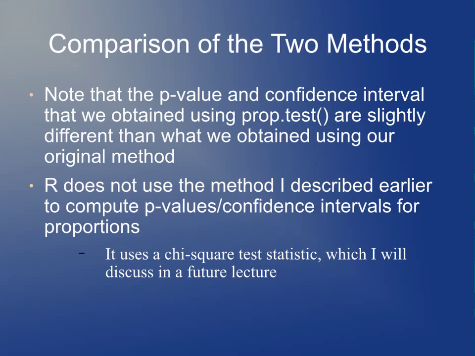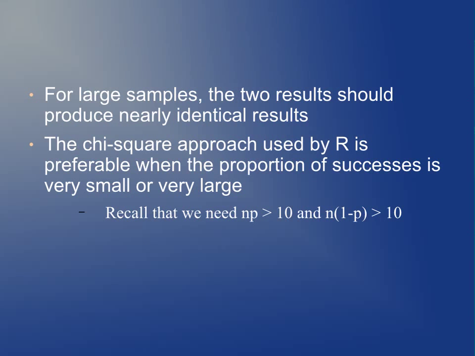The reason for this is R doesn't use the normal approximation for proportions the way I described in the previous slide. It uses a chi-square statistic, which you'll see in the next lecture. For fairly large sample sizes, the two results should be basically identical. The chi-square approach used by R can work better when the proportion of successes is very large or very small, but for practical purposes, you can just treat them as identical. For most cases, they will be.